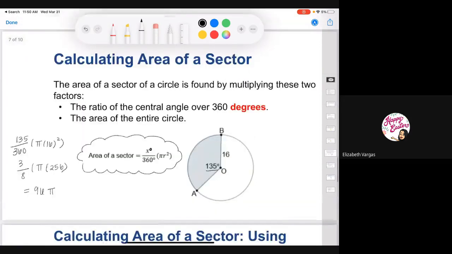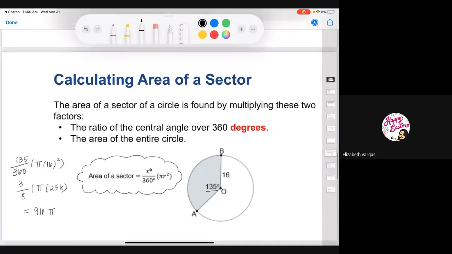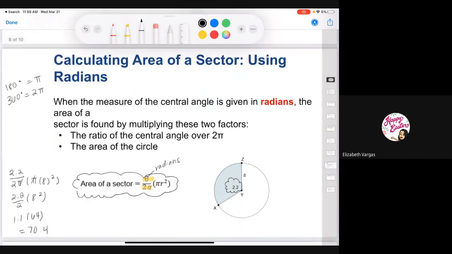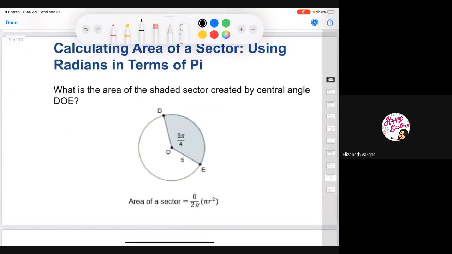All right. Any questions about how to solve for area of a sector, whether it's in degrees or whether it's in radians? Questions, concerns? No. So here's just another example problem. This one asks, what is the area of the shaded sector created by the central angle DOE? Here we see our central angle contains a pi, so it's probably in radians, or it is in radians. Because it is in radians, we want to use the equation where we have our central angle over 360 in radians. Basically, you just plug in the information you're given.